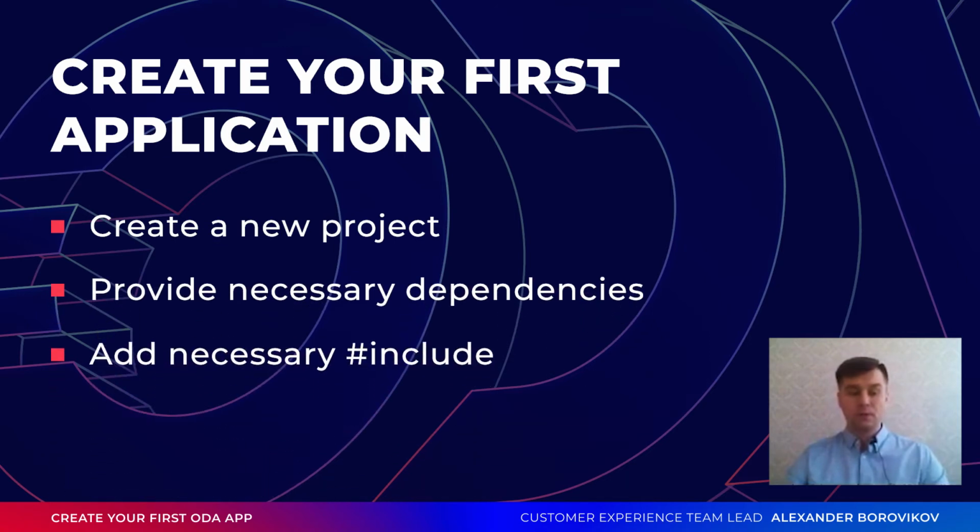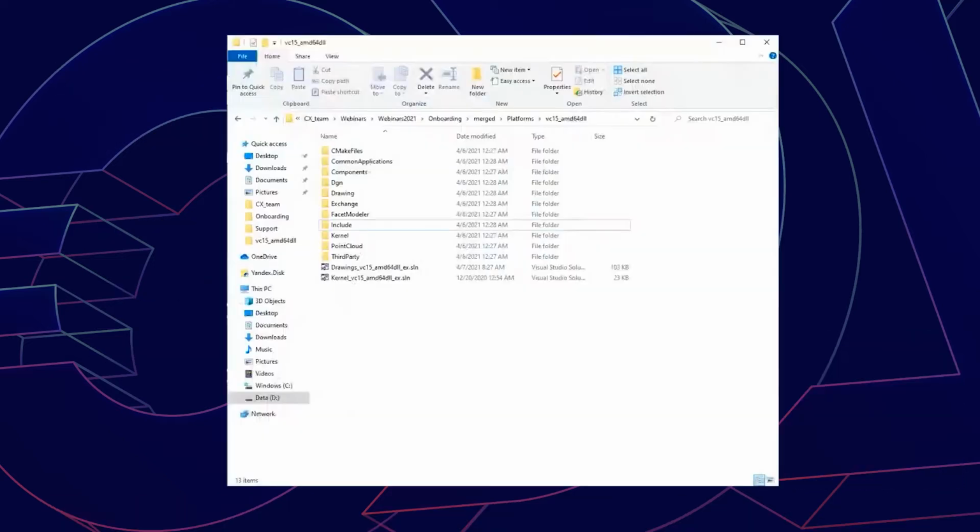Okay, now let us start and create our simple first application based on Drawings SDK. What we need to do? We need to have the merged archive. We have it right here. As you see, we have kernel and drawings merged together in one archive. I mean the content of these 2 archives.